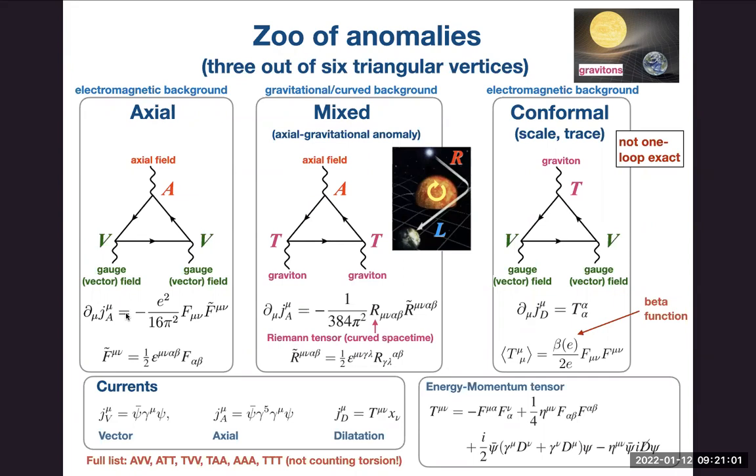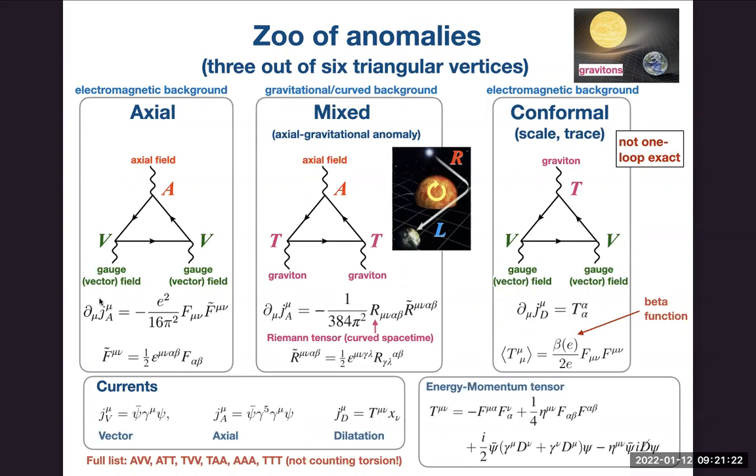So for example, this term means that you have parallel electric field and magnetic field. If you have parallel electric field and magnetic field, this part will become non-zero. This is a product of the field strength tensors. And this part will become non-zero, and then the axial current will not be conserved. So you can generate axial charge due to the axial anomaly.